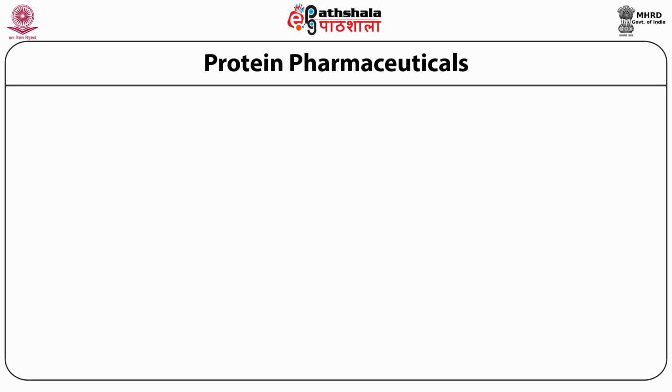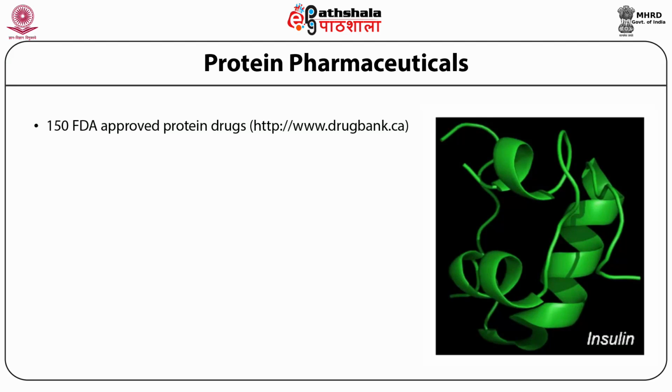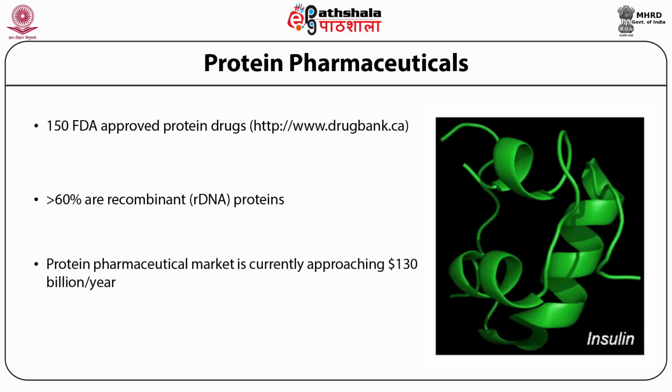Protein pharmaceuticals. According to the website of Drug Bank, www.drugbank.ca, around 150 FDA approved protein drugs are available in the market, and out of these more than 60% are recombinant proteins. The protein pharmaceutical market is currently approaching around $130 billion per year, and by the end of 2015 it is expected to reach around 158 billion US dollars per year.